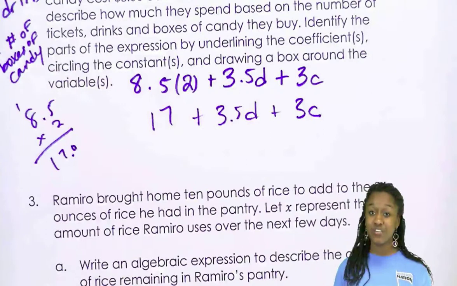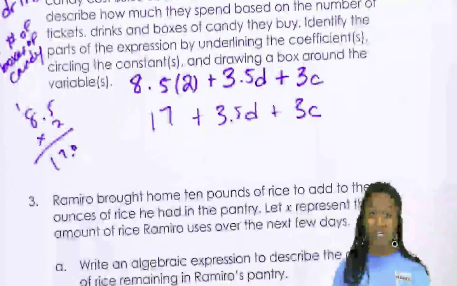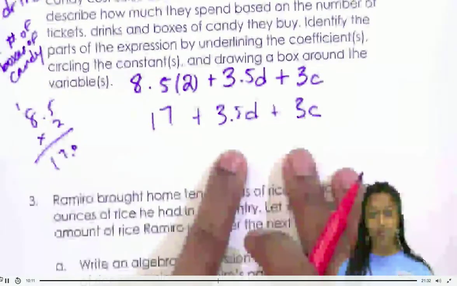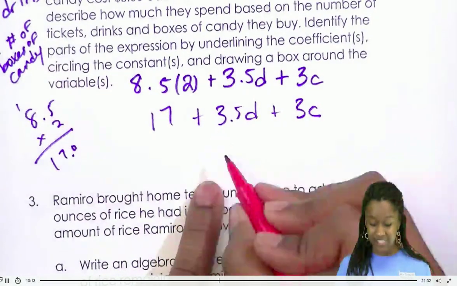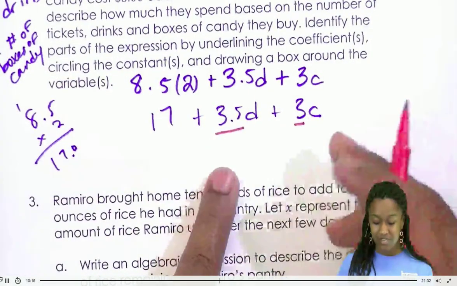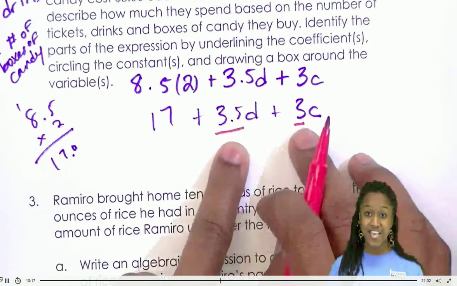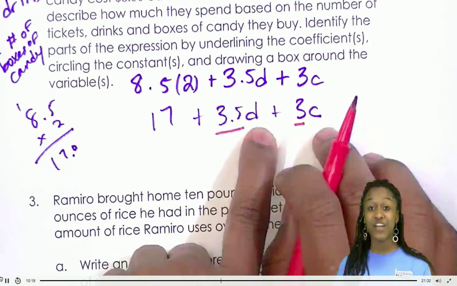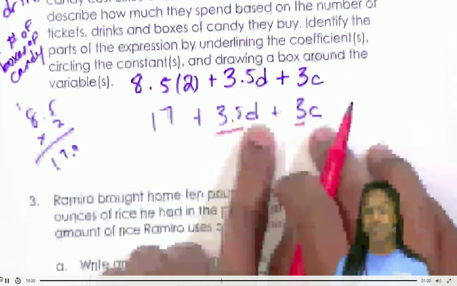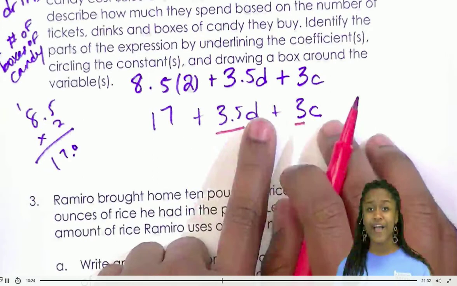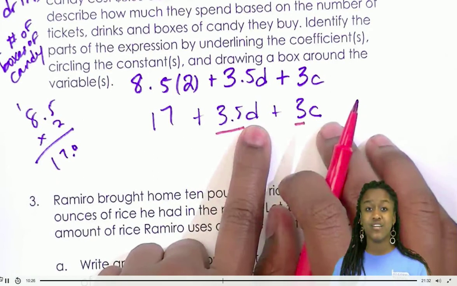Now we need to underline our coefficients, circle our constants, and draw a box around our variable. So what are our coefficients? Our coefficients are the numbers in the term right here that are directly affected by the variable, right? So we have that the drinks could change.